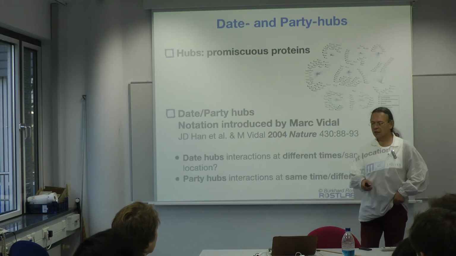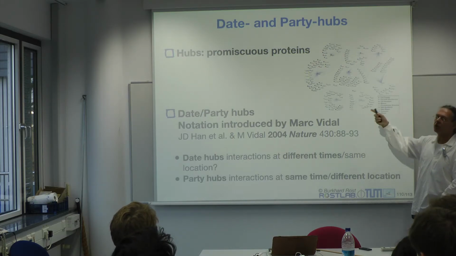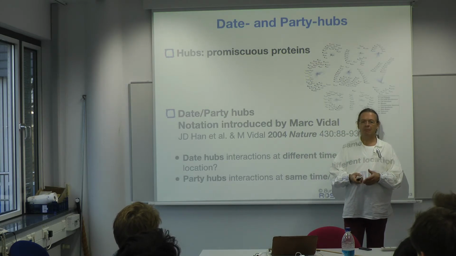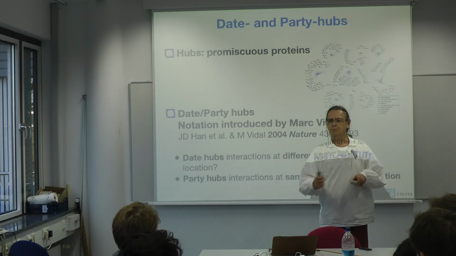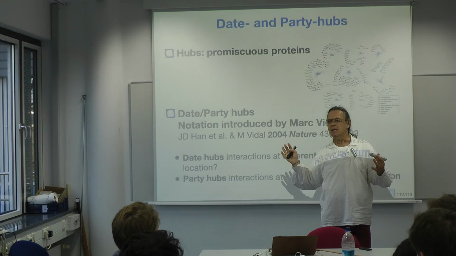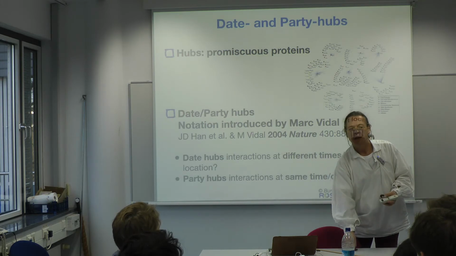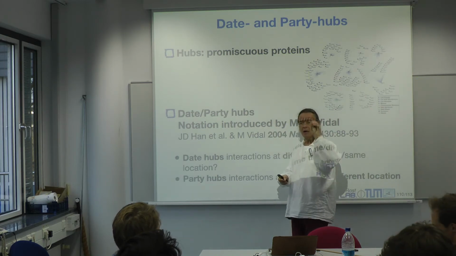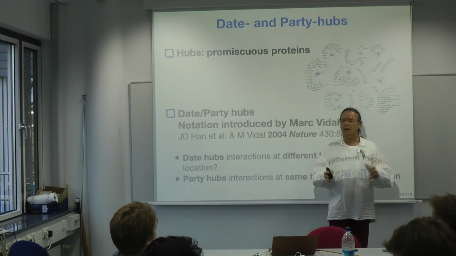And in fact, there's a distinction that was introduced by Marc Vidal, the distinction into date and party hubs. The date hub is exactly this kind of hub where one protein interacts at the same binding site with many others. While the party hub is the idea that at a party you're standing and talking to many people at the same time. So you're essentially interacting through many different places. So this would be a different type of hub. One binds one, binds another, binds yet another, while the other is sort of simultaneously binding to many or could bind at many sites.